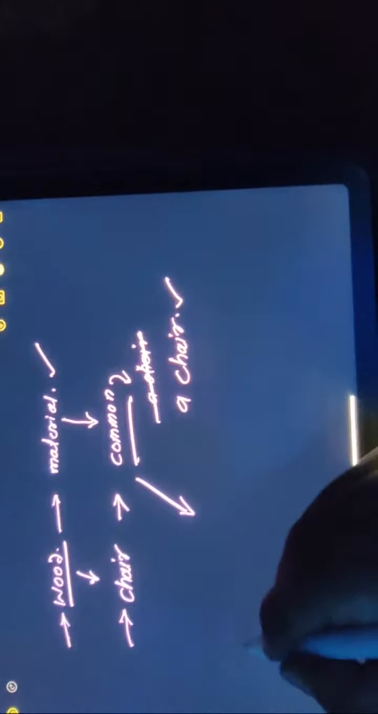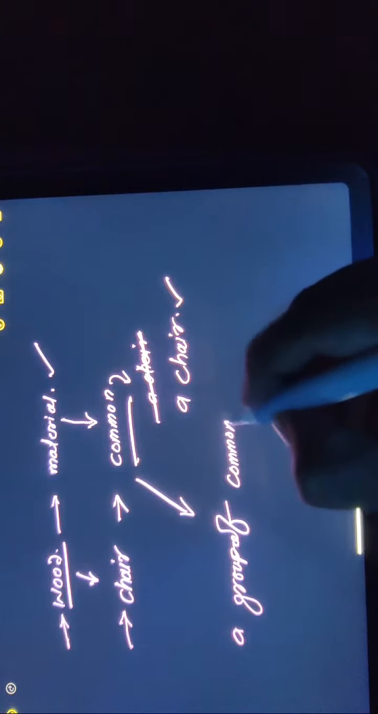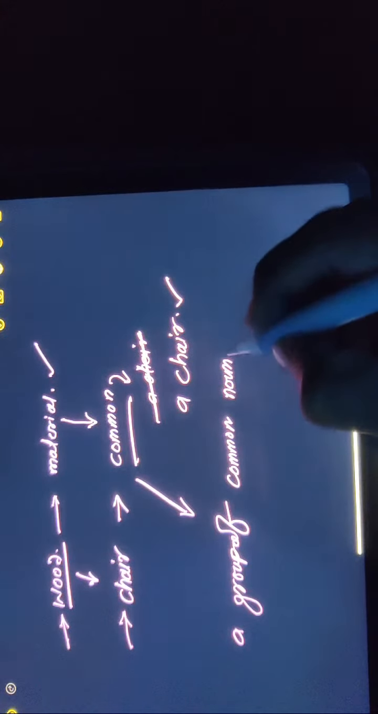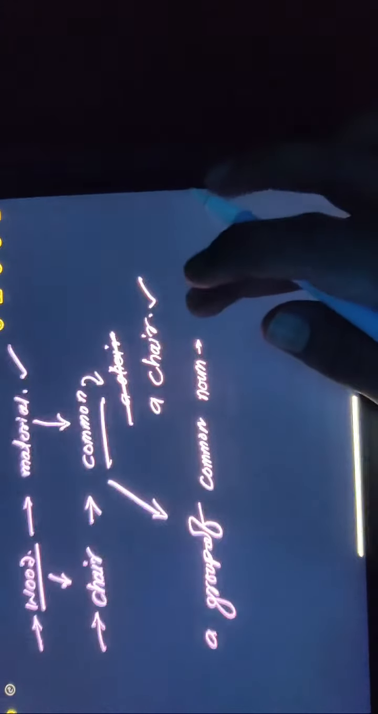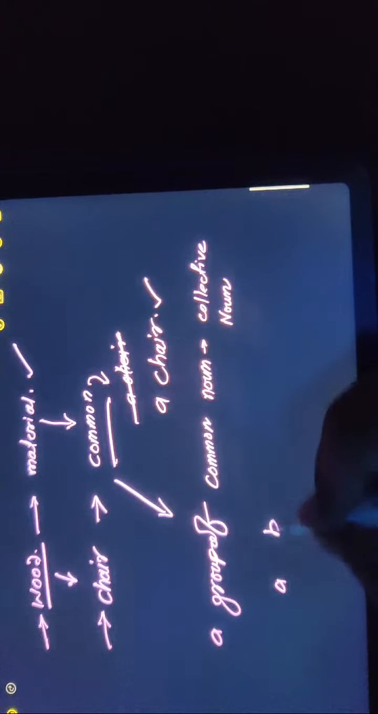So the collection or the group of common nouns, when it is in a group, it becomes what? It becomes a collective noun, like a bunch of keys, a group of soldiers, a bunch of keys. Now see, keys are made from this material, that is iron.